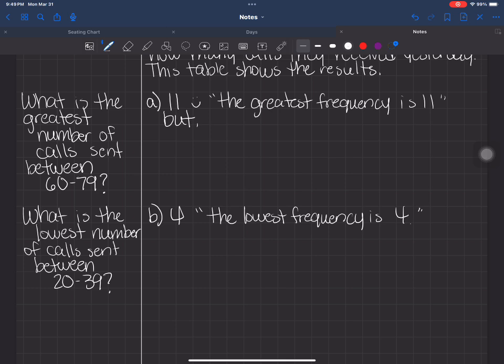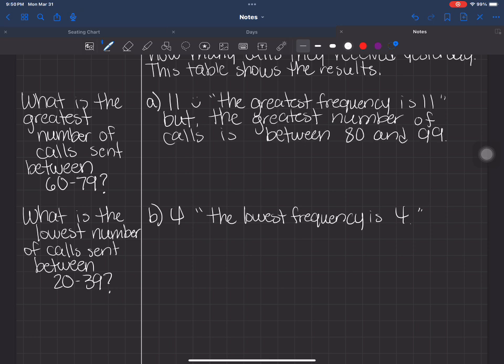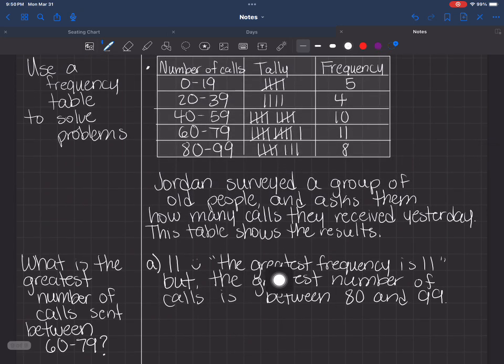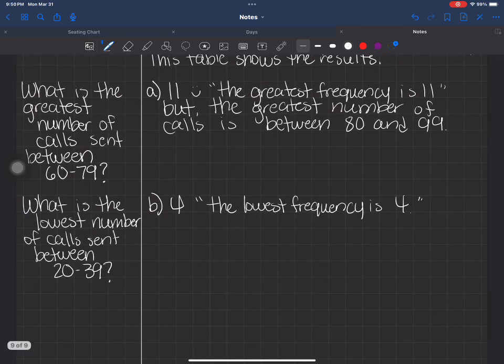I would also like to add to our answer that the greatest amount of calls was 80 to 99 calls that day. And the lowest amount of calls in our table is 0 to 19 calls. Hopefully that makes sense, right? I'm pointing it out here on the frequency table, what the difference is between both of those answers.